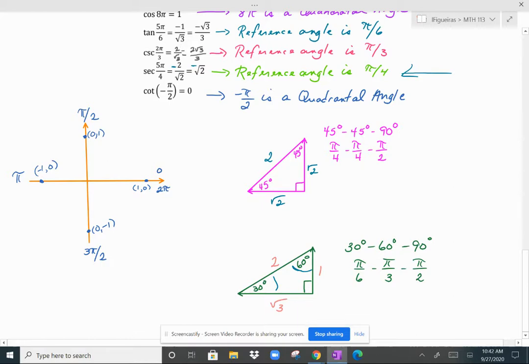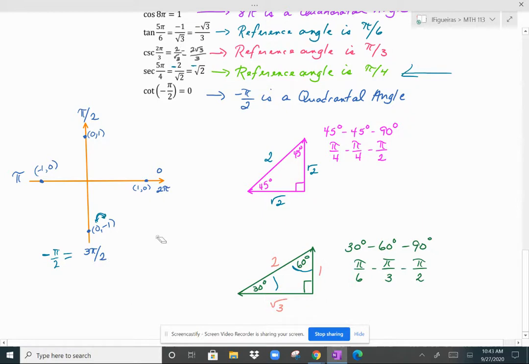And then finally, cotangent of negative pi over 2. Again, you do need to go back to look at your quadrantal angles here. And negative pi over 2 is in the same position as 3 pi over 2. So cotangent is cosine over sine. 0 divided by negative 1 is just 0.